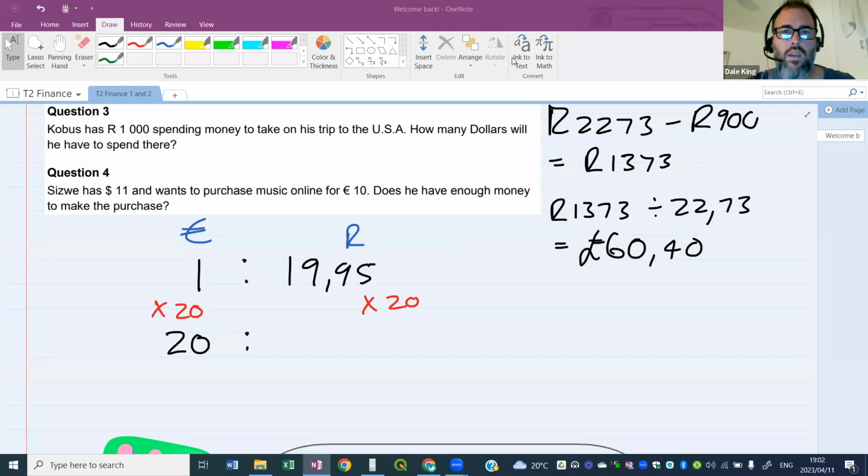Hi, Paul. Do you want to say something? Yes. So if you are given 20 here, we change this €1 to 20. Yeah. Then you cross multiply. Yes. So when you say cross multiply, the 20 gets multiplied with 19.95. Okay, I'm covered. Thank you, sir. Okay. All right. Pleasure.